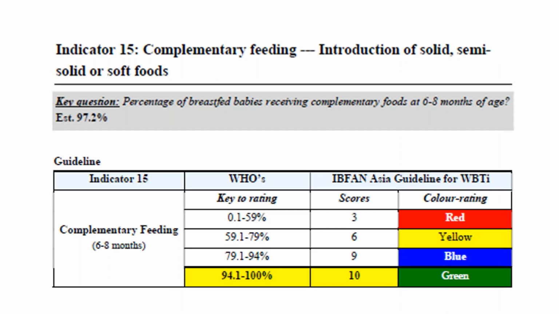Indicator 15, complementary feeding, the introduction of solid, semi-solid, or soft foods. And here the question really favors us, because the key question is asking what percentage of breastfed babies received complementary foods at 6 to 8 months of age. And our estimate is pretty much every baby, again thanks to the infant feeding practices study. We know that most of the babies in the United States have received solid foods by 8 months.